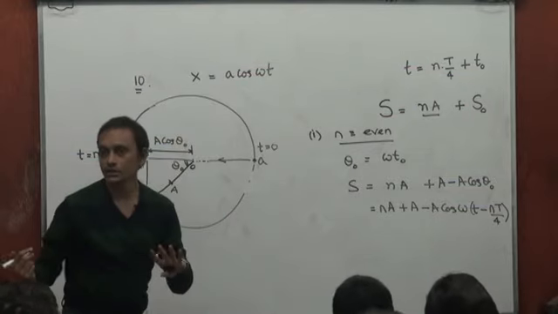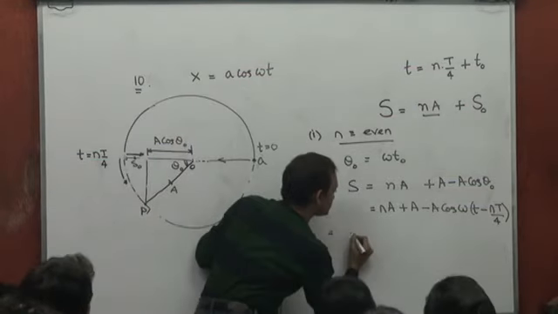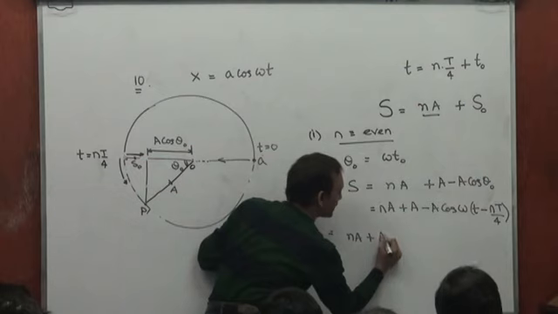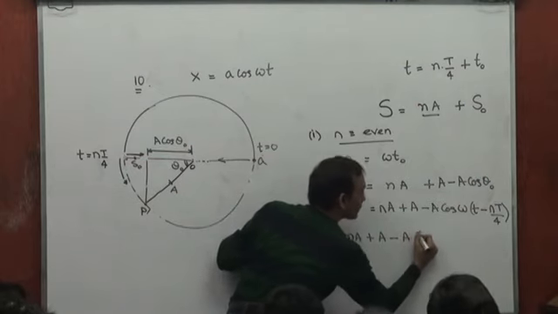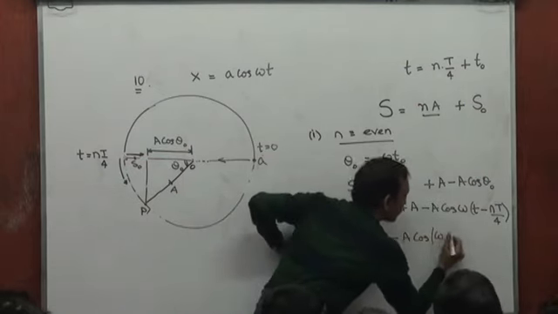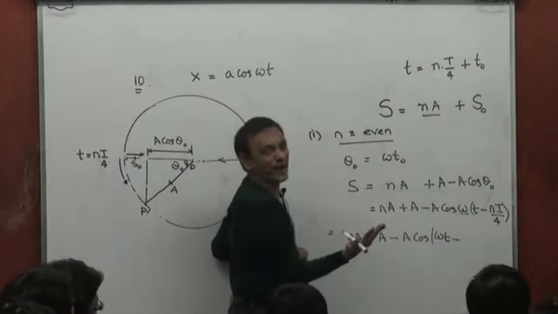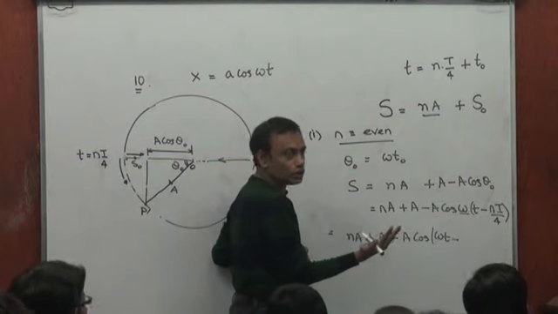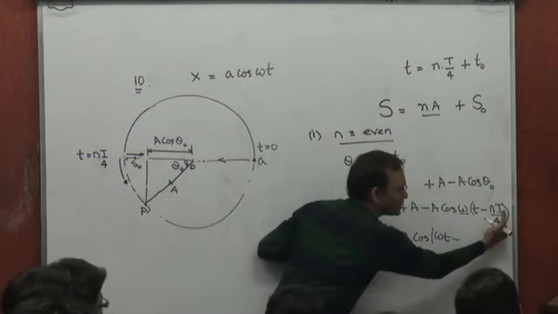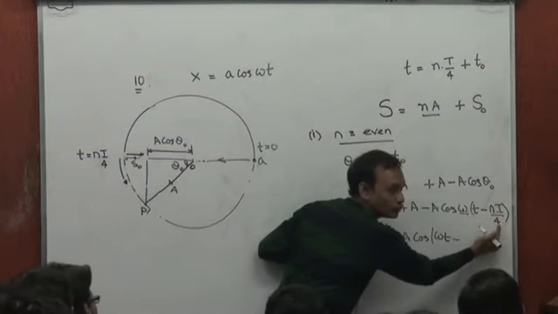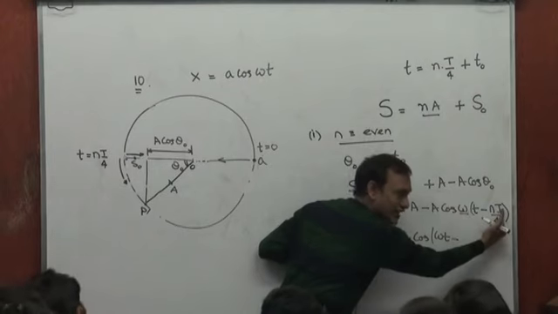So far so good, right? Which is Na plus A minus A cos omega T. But omega into time period is 2 pi. So this into this is 2 pi, so this will be n pi by 2. This will be omega into t minus n pi by 2.